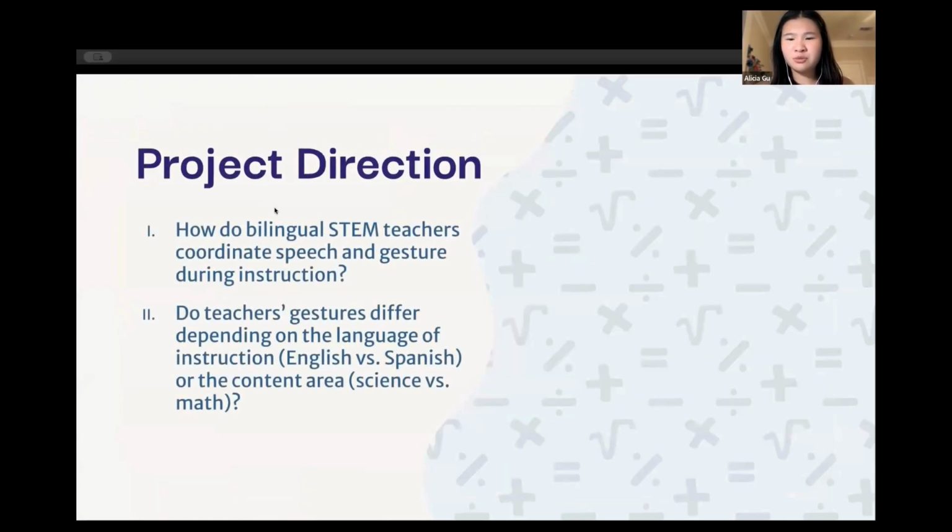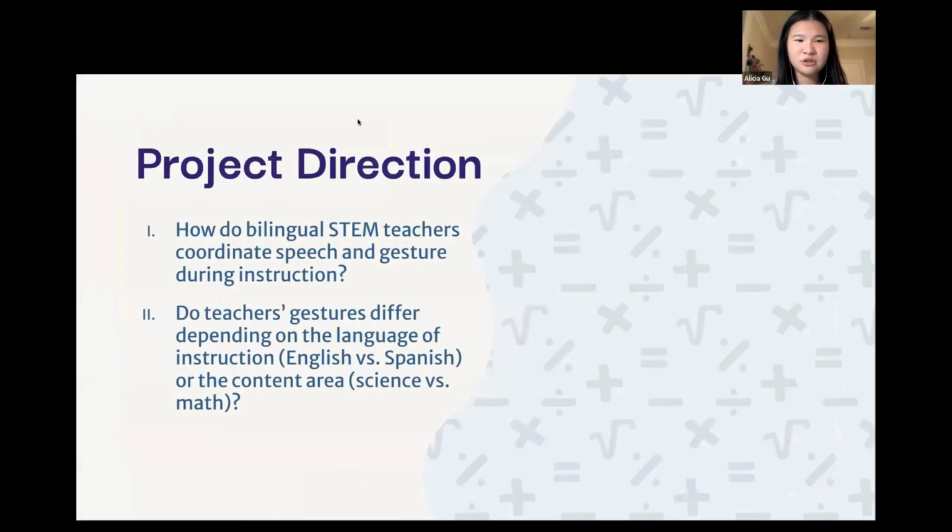So our project direction, we had two main research questions. The first is how do bilingual STEM teachers coordinate speech and gesture during instruction? And the second one is do teachers' gestures differ depending on the language of instruction, either English or Spanish, or the content area, which is science or math?